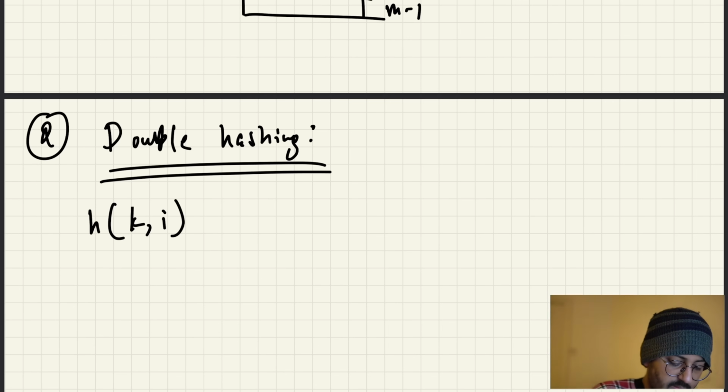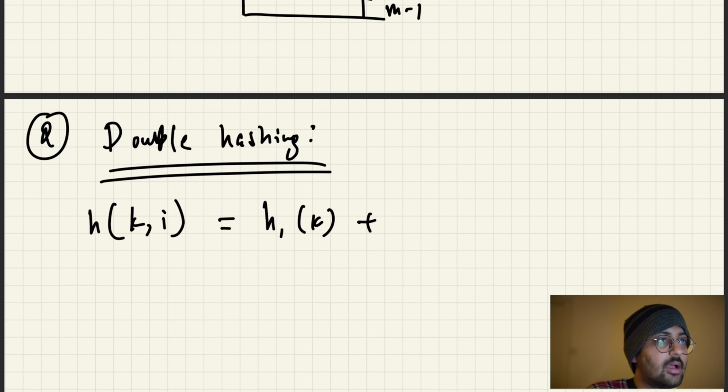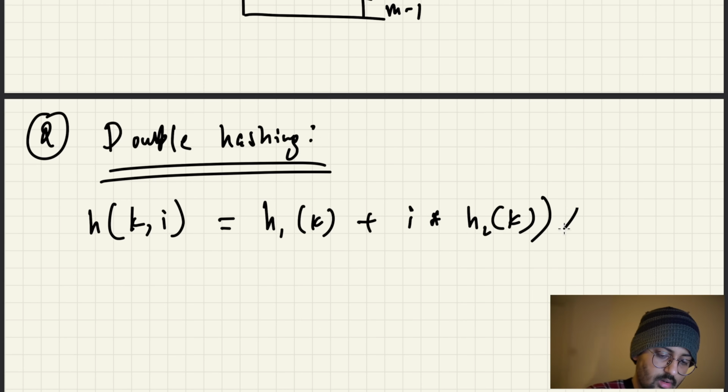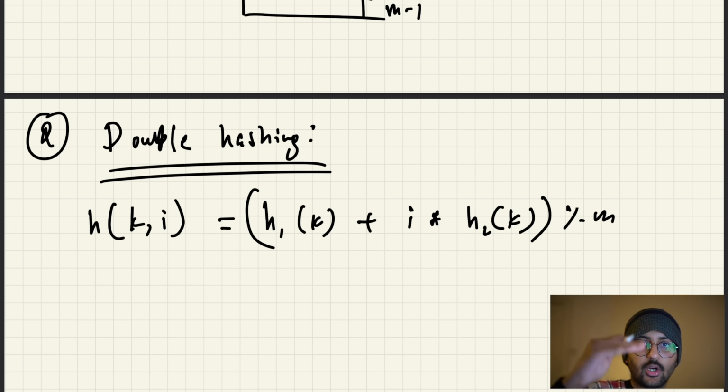H of key for the ith try is going to be equal to the first hash function I use plus i multiplied by the second hash function that I will use, modulo m, so it remains in the same size of the array. Now I'm not just increasing by linear numbers, I'm actually increasing by another factor. So it's making more of a jump. Okay, cool.